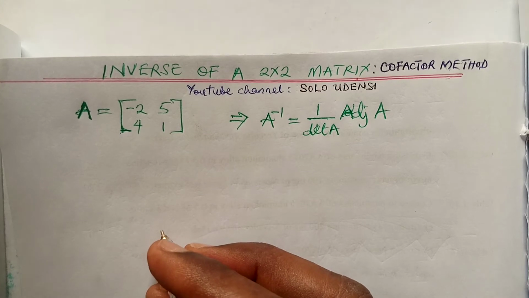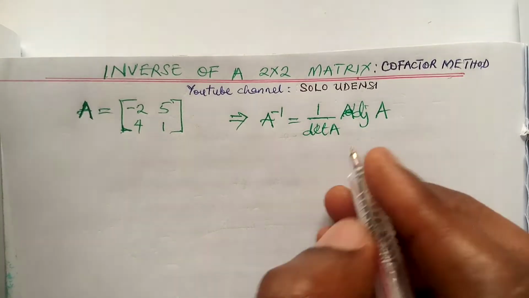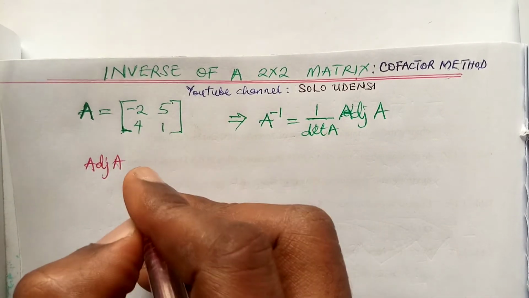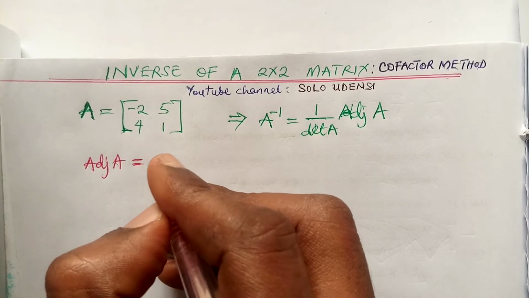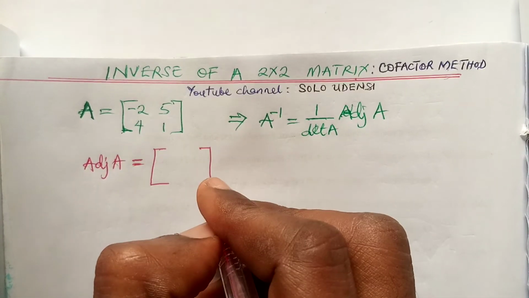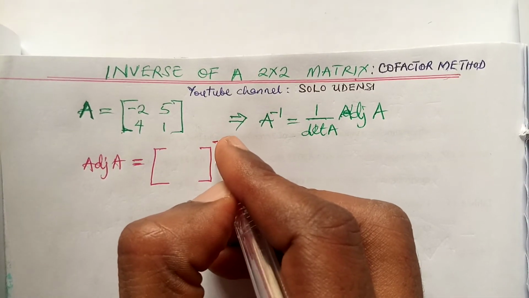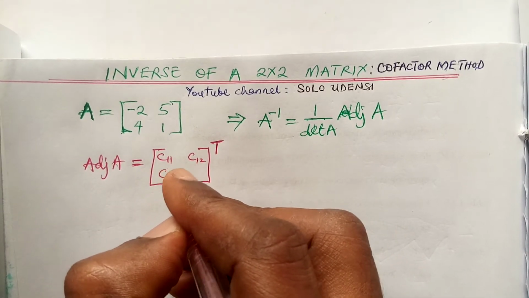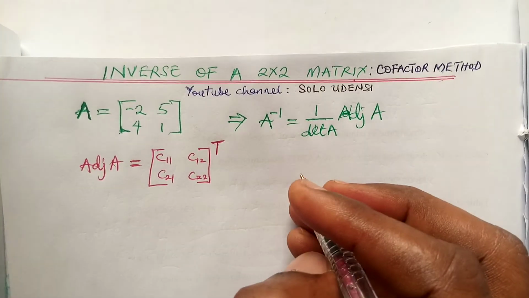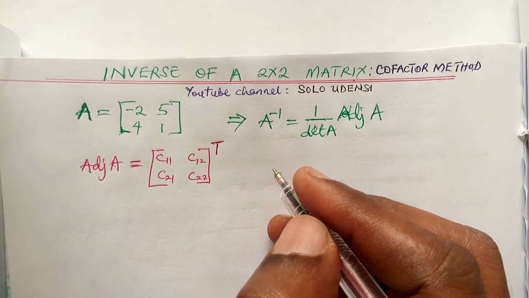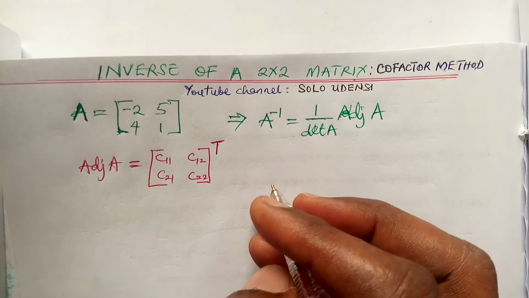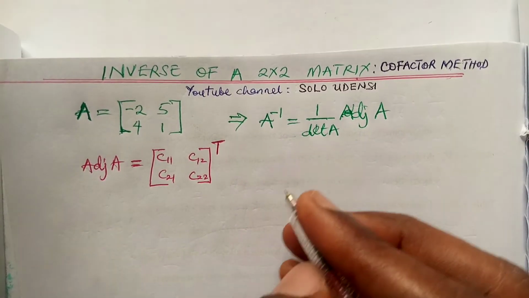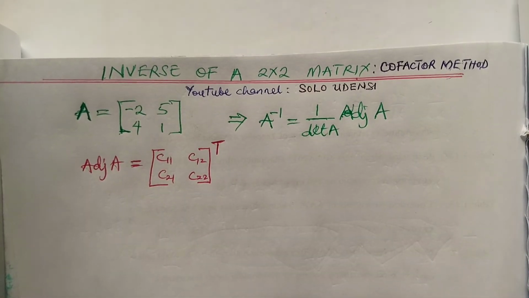In order to get the cofactor, first of all, we have to do the adjoint. The adjoint of A is just the cofactors transpose, like we have done before: cofactor transpose C11, C12, C21, C22. If you transpose it, you get the answer. So let us move ahead and do the determinant first, before we do the other one.